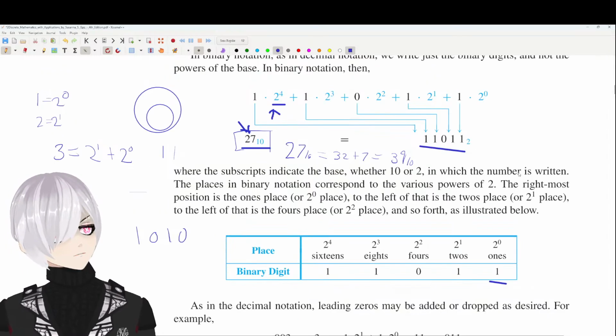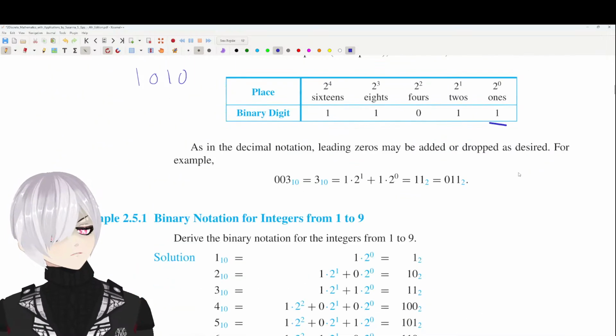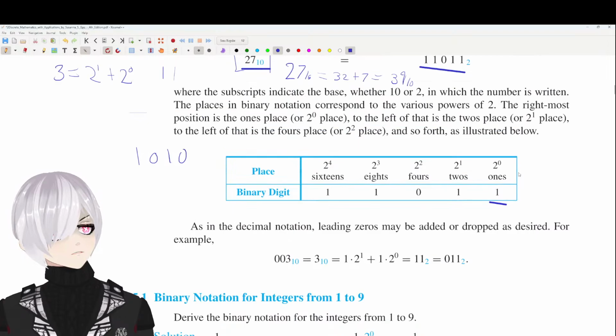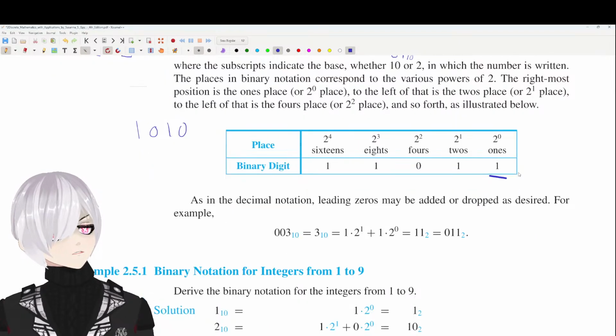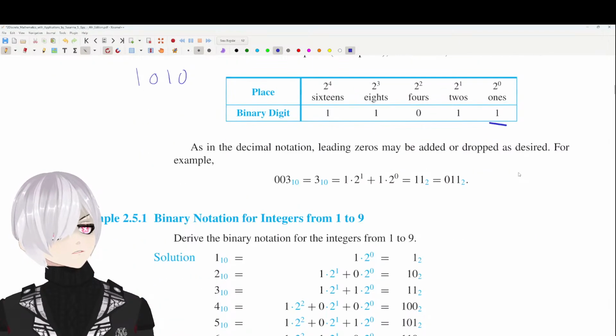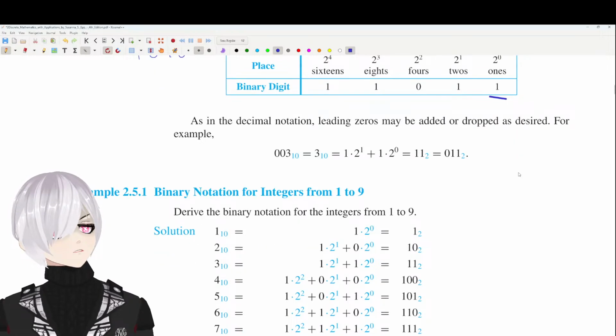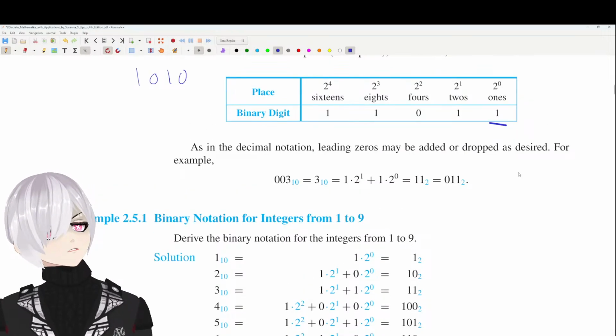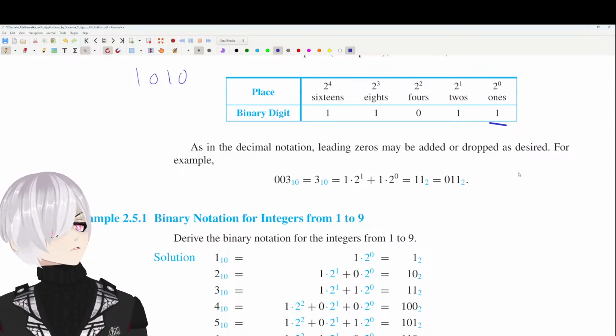Yeah, and then below that table, I guess they make the point that leading zeros can be added or dropped. You can either include them or not. A leading zero is a zero that comes before all of the non-zero digits. Like in decimal notation, 3 is equal to 003. You don't need to write the extra zeros before the 3.